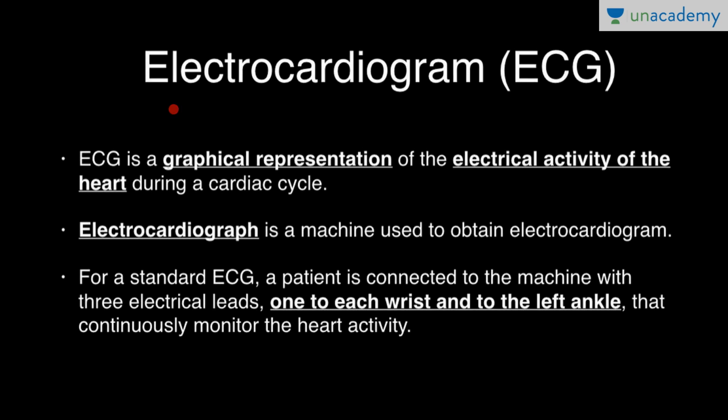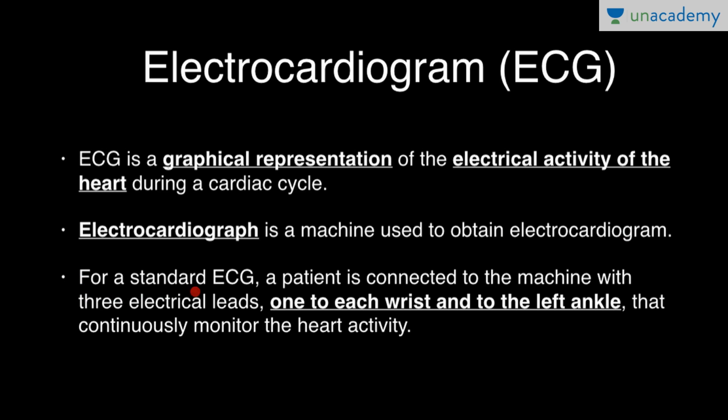Now next we have electrocardiogram, ECG. ECG is a graphical representation of the electrical activity of the heart during a cardiac cycle. So we represent the electrical activity of the heart graphically, by waves, and that is known as ECG. Now electrocardiograph is a machine used to obtain the electrocardiogram. So graph is the machine and we obtain gram from it.